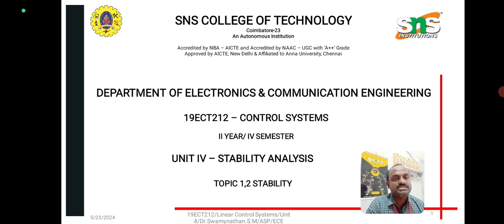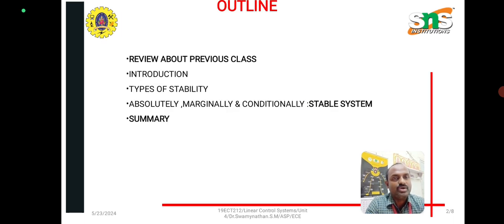Now I am going to discuss the topic called stability analysis. First, what do you mean by stability? We need to identify the system's stability based on the transfer function. Transfer function is equal to zeros divided by poles. First you need to find the poles, whether they are placed in the left hand side of the S plane or the right hand side of the S plane. Poles are the denominator of the transfer function.